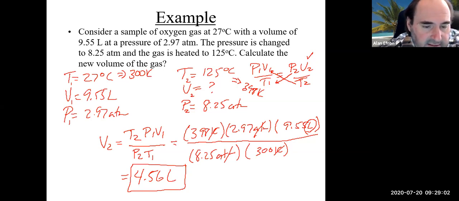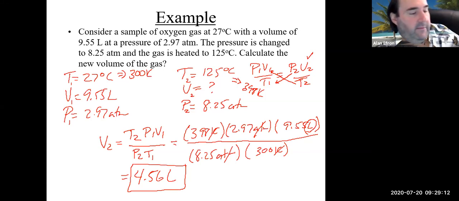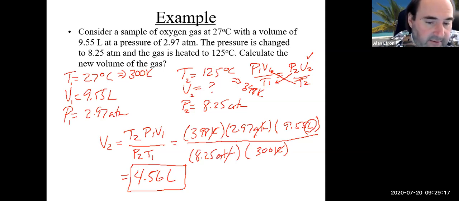Any questions on that? It sort of makes sense as well. We see that the volume went down, and as the temperature also went up, those gas molecules should be moving around faster. We would expect the pressure to go up with that as well. So this all sort of makes sense.